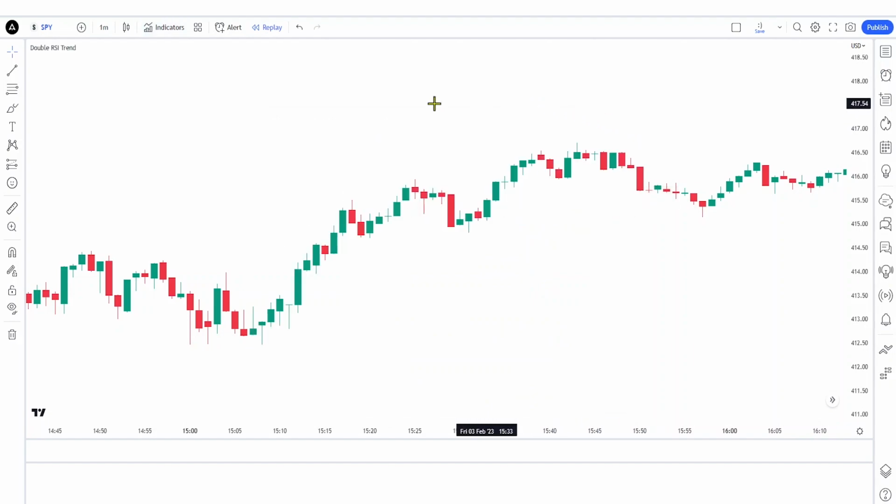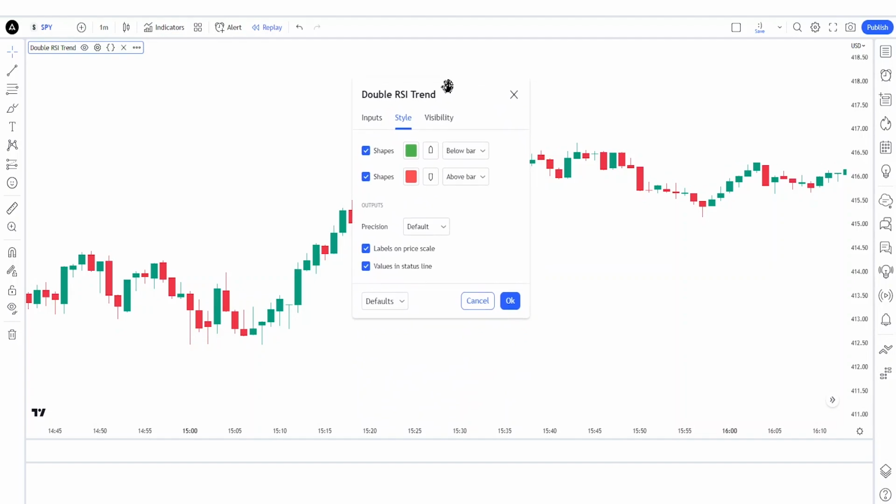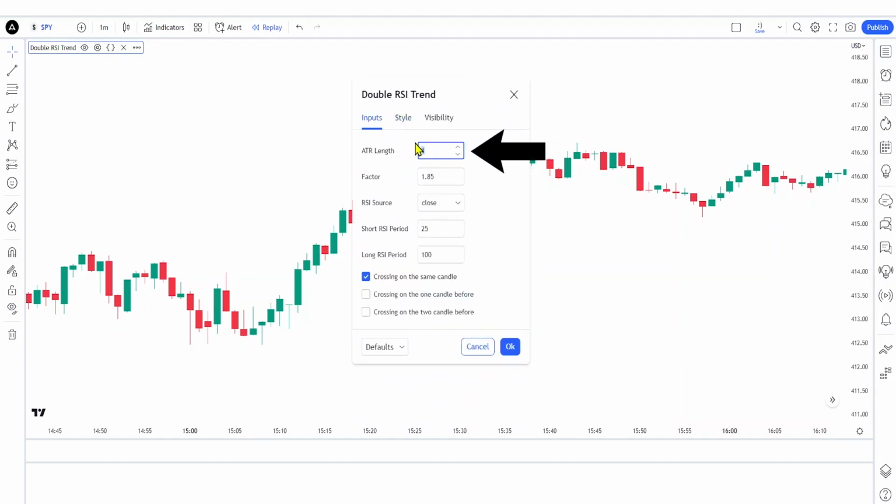We need to change a few settings for this indicator, so open this indicator's settings option in the top left corner. In Inputs tab, change the ATR length from 1 to 2. Next, we have to change this factor value from 1.85 to 2. Lastly, we have to change this short RSI period from 25 to 27. Everything else is fine, so press OK.